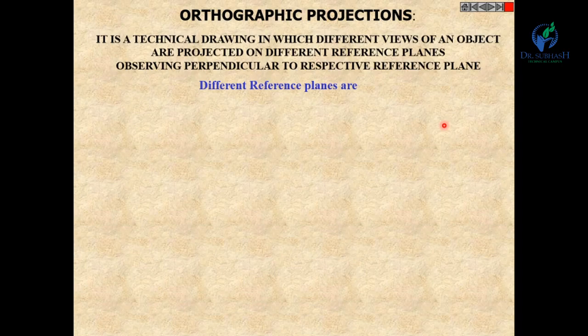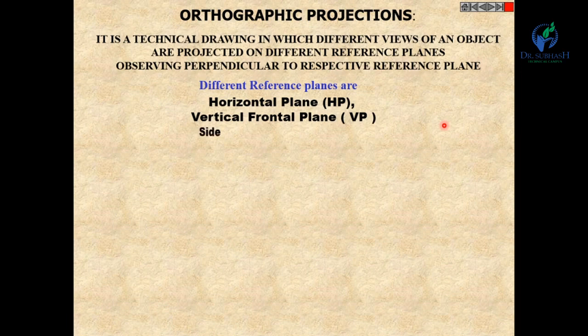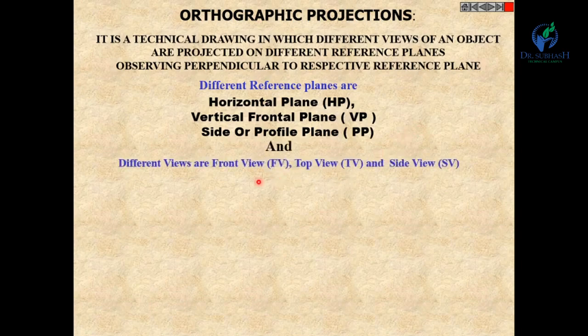Now the different reference planes are the horizontal plane, known as HP, the vertical plane, known as VP, and the profile plane, known as PP. Also, the different views in these orthographic projections are the front view, FV, the top view, TV, and the side view, SV. There are two side views: one is the left hand side view, known as LHSV, and the right hand side view, known as RHSV.